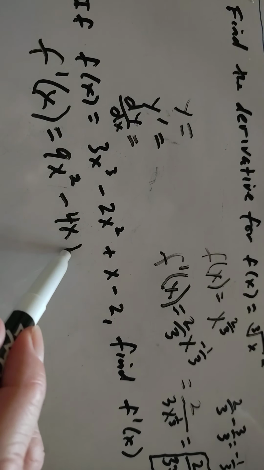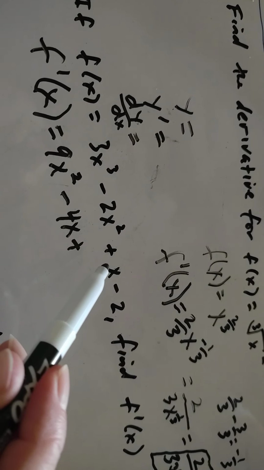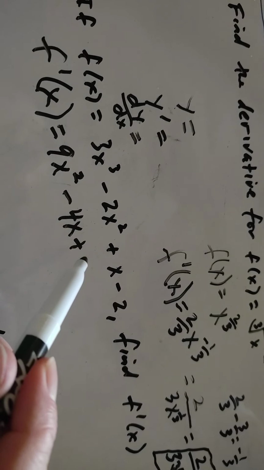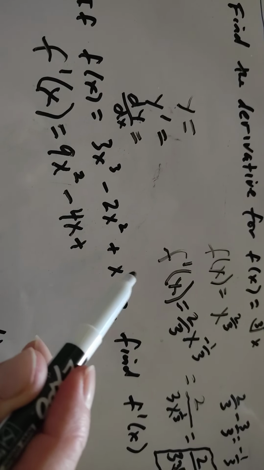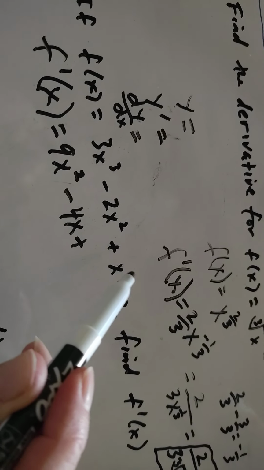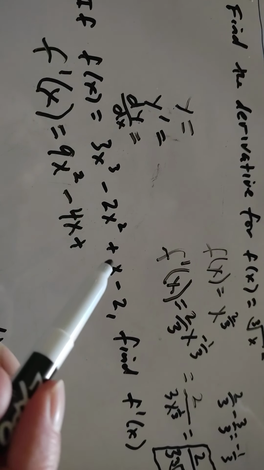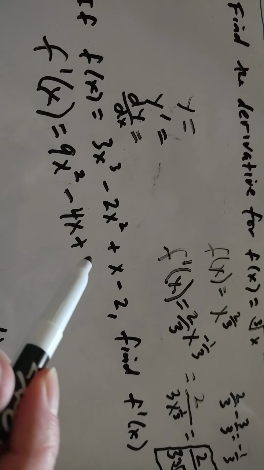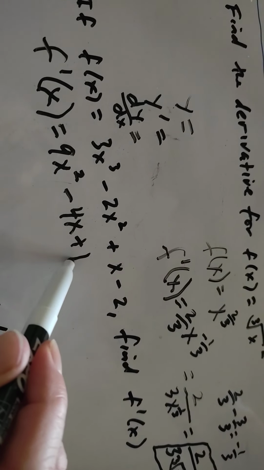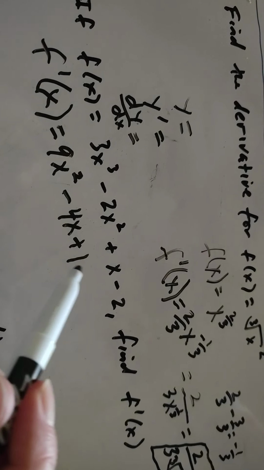Plus, this is like a 1, x to the first. When I bring down the 1, I'm going to be left with 1 times x, which is just x. But then you decrease the power by 1. So the original exponent was 1. 1 minus 1 is 0. So what is 1x to the 0? Well, x to the 0 is 1. 1 times 1 is just 1. So just write 1.